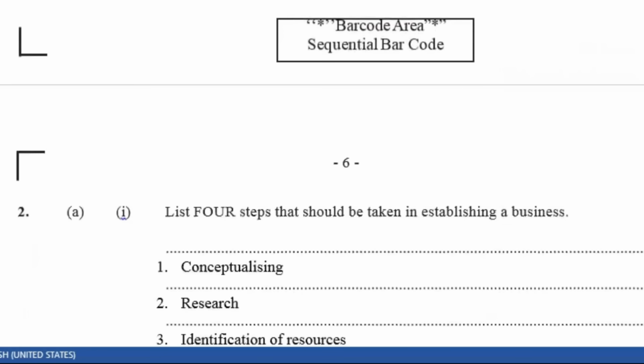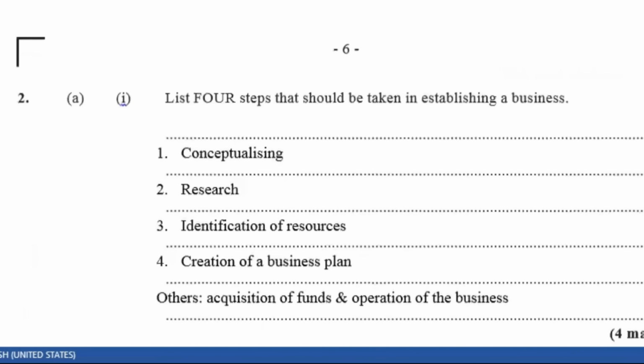All right, let's go through these 4 steps. There's conceptualizing, there's research, identification of resources, creation of a business plan, and you have others like acquisition of funds and operation of the business. And it's just listing, and it's 1 mark each. If you list all 4, you get your 1 mark each.